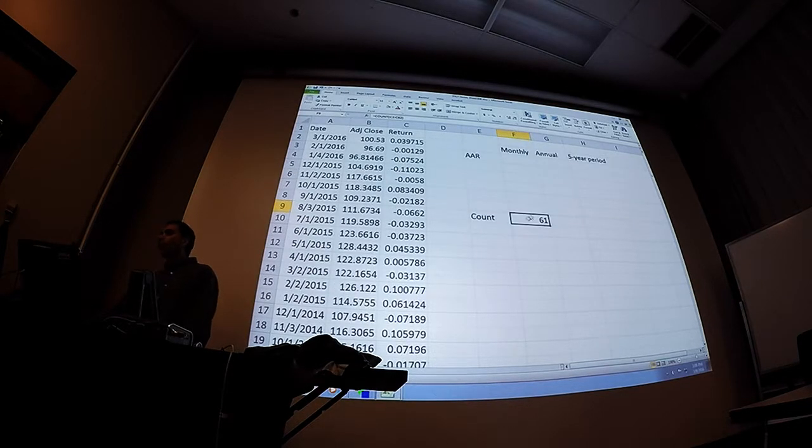Actually, I have one more return observation than I need. So I've got 61 monthly returns here. I used equals count, and then I just highlighted all those returns that I had computed. So I get 61 returns altogether.